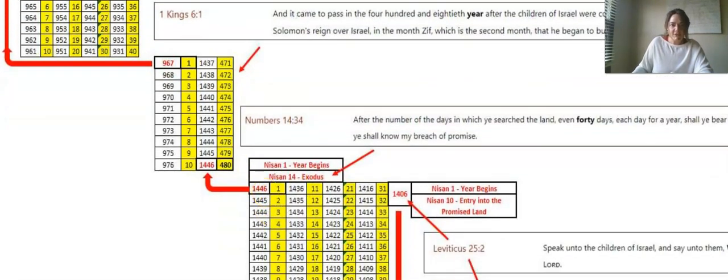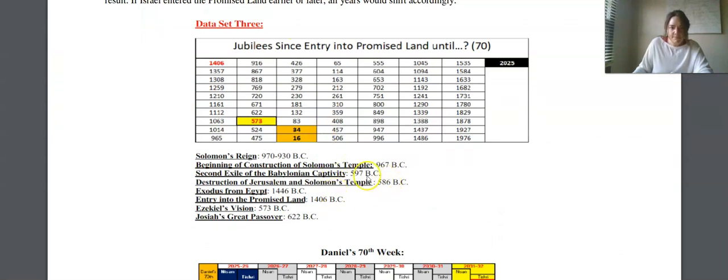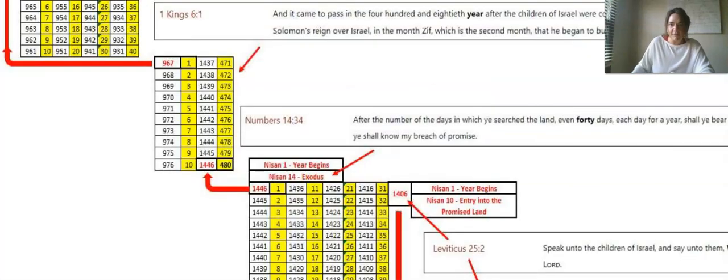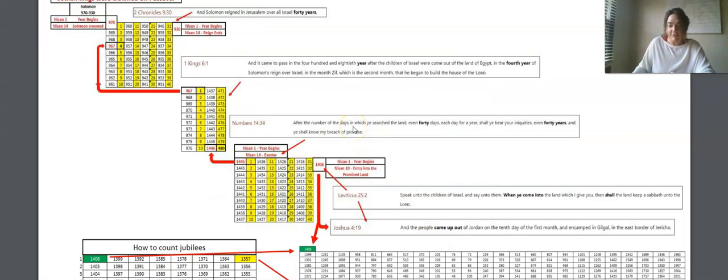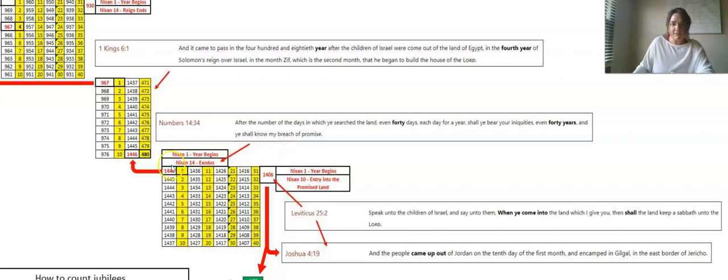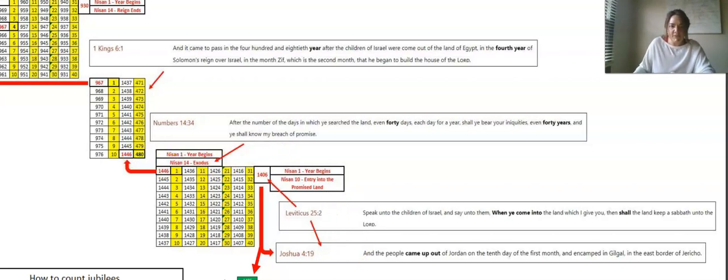That takes us to, we go back here, the entry point, or the other data points down here. The Exodus from Egypt, 1446 BC. Yes, that correlates to 967 being the 480th year after the children of Israel came out of Egypt, was 1446. And how long did they wander in the wilderness? 40 years before they enter their promised land.